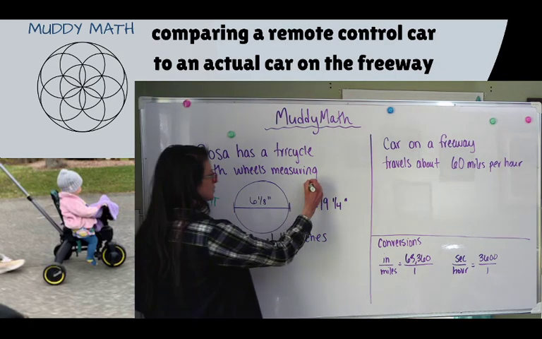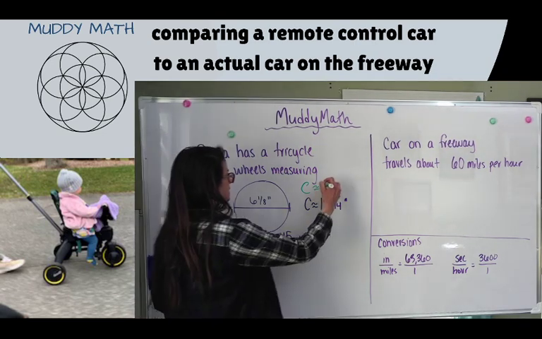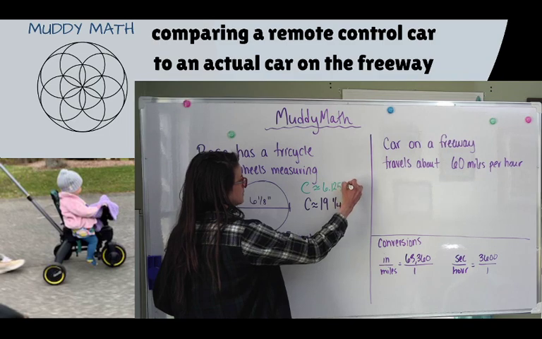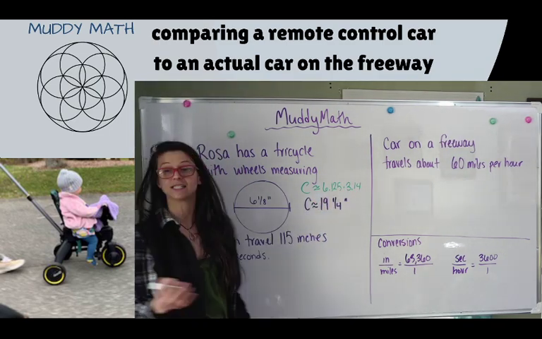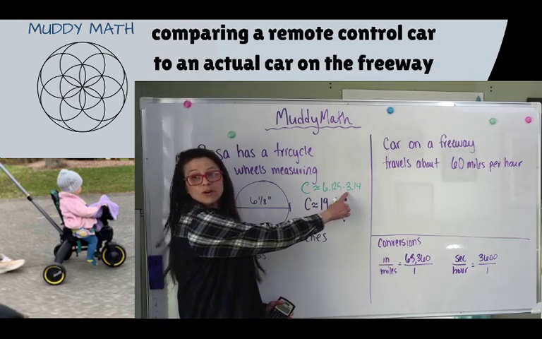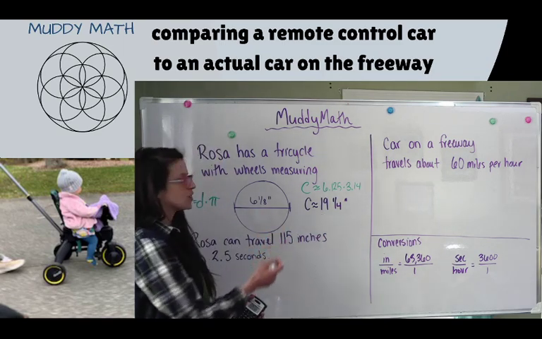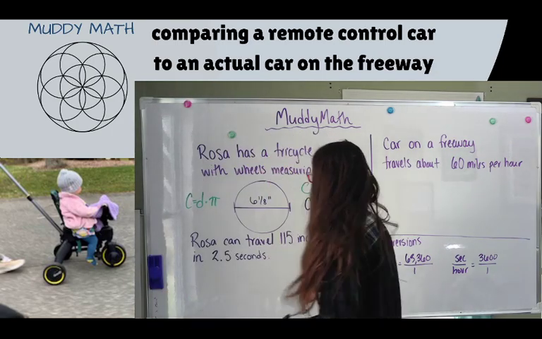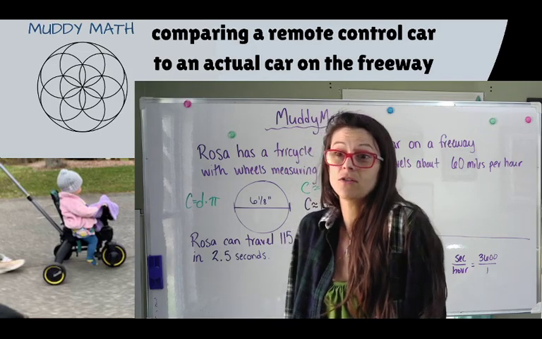So here I got the circumference is about 19 1/4 because 6 1/8 times 3.14. Well, let's just estimate. 6 times 3 is 18. So it makes sense that a little bit more than 6 and a little bit more than 3 is about 19. So we have a circumference that's close to 20. We have a diameter that's close to 6. And how does that relate to how fast the car is traveling? I don't know. Let's see.